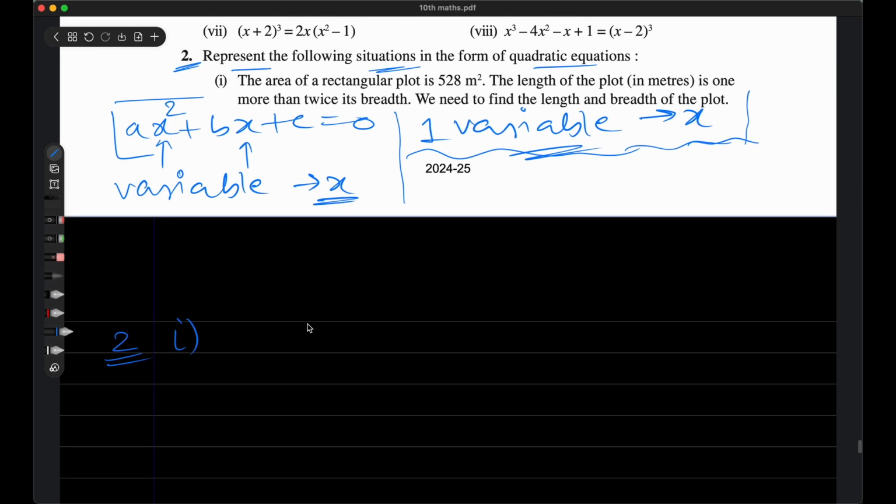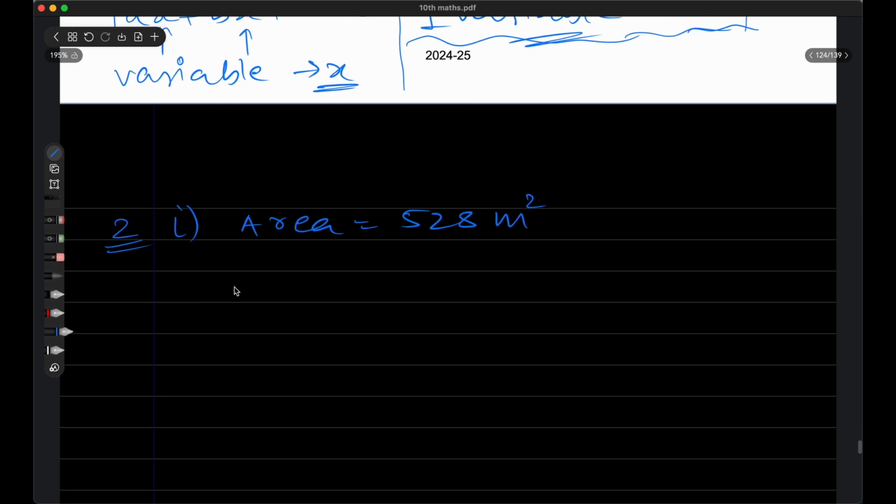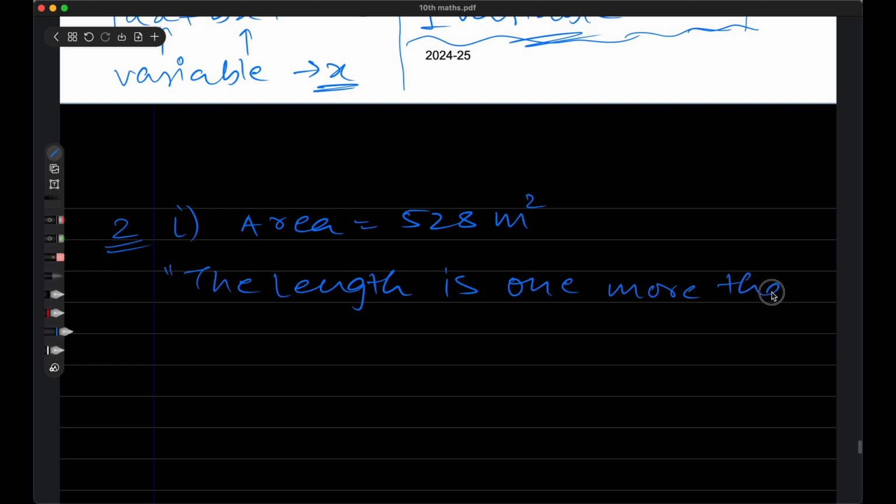The area of a rectangular plot is 528 meters square. The length of the plot is one more than twice its breadth. We have to find the length and breadth of the plot. So the statement is: the length is one more than twice its breadth.